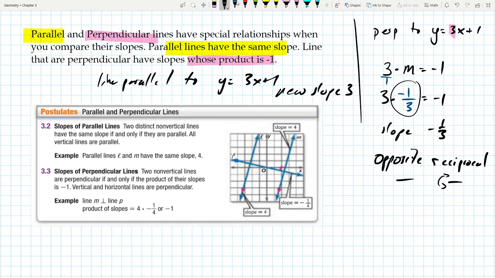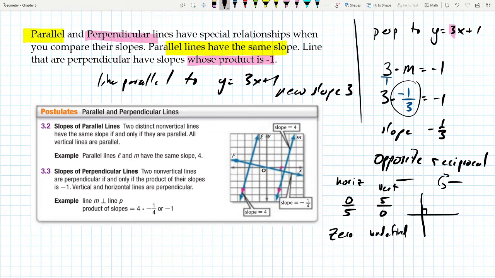A very important thing here, if you remember way back in the beginning, a horizontal line was always 0 over some number, and for the vertical, we always had some number over 0. So horizontal and vertical lines are always perpendicular. I mean, you know that from every coordinate plane you've ever looked at. The horizontal and vertical lines are always perpendicular. But the way we do that is 0 and undefined are the two relationships there.